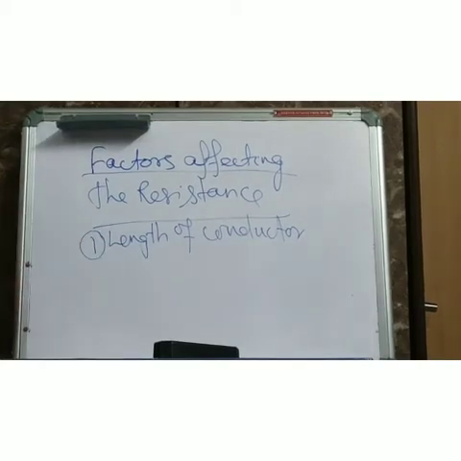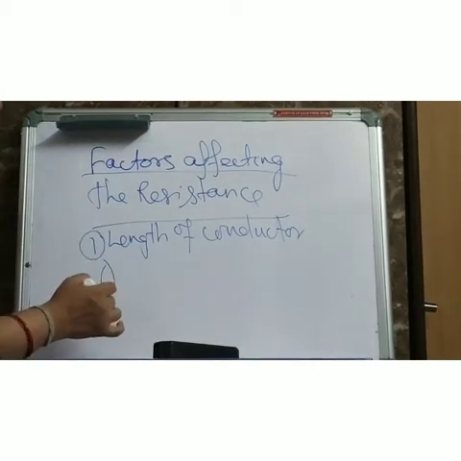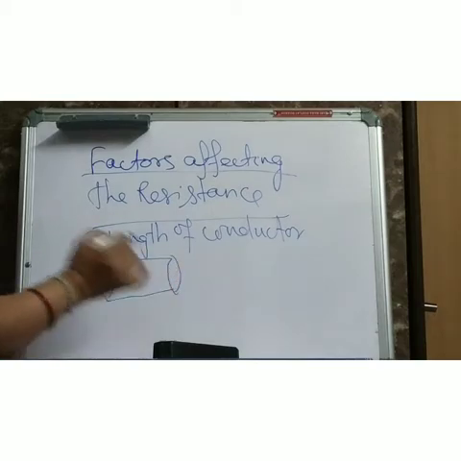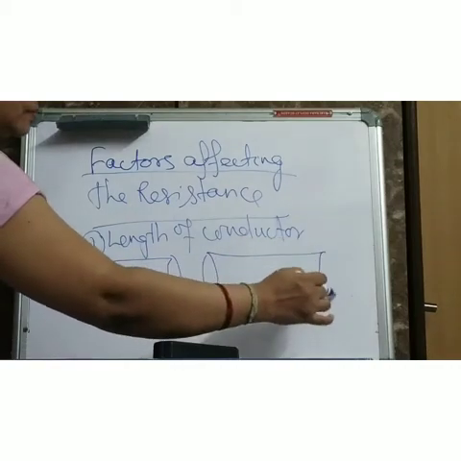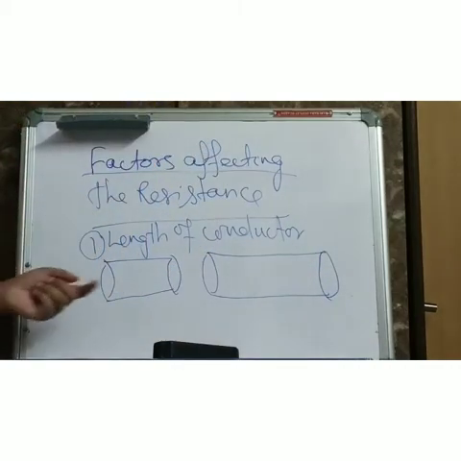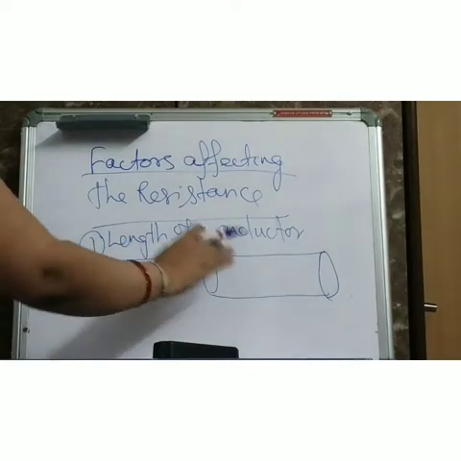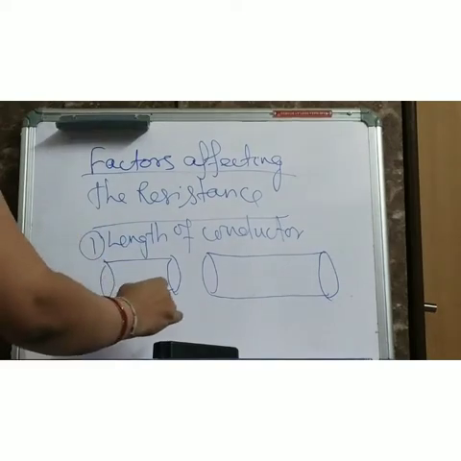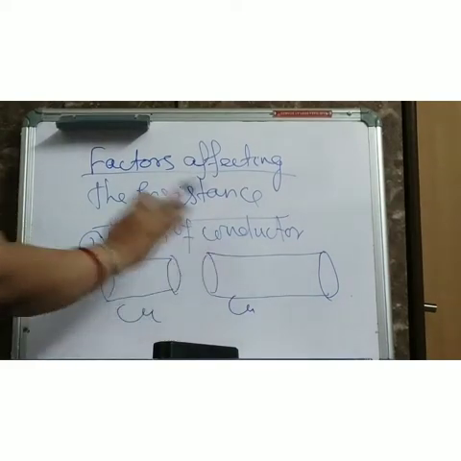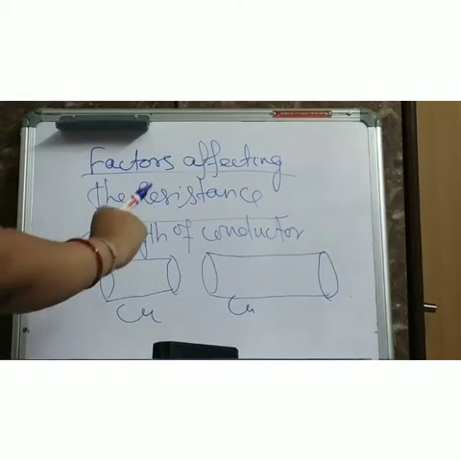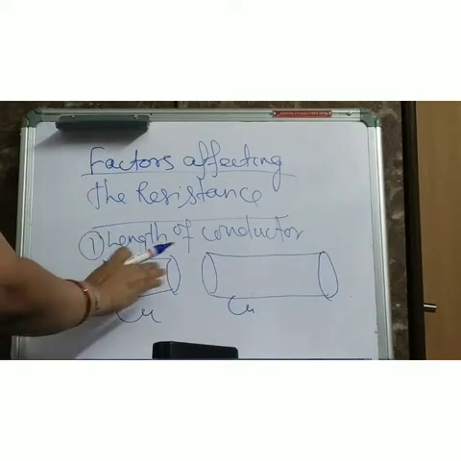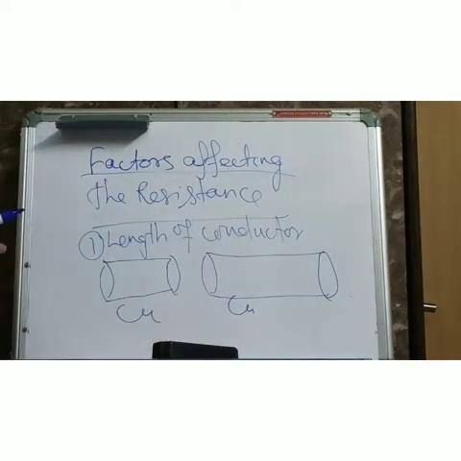To understand this, take one wire of small length and take another wire which is a bigger one. Here length is more, here length is less. Both wires are of the same material. Suppose this is copper, this is also copper. Both have the same area of cross section, that means the same thickness. Only length differs. So what will happen?